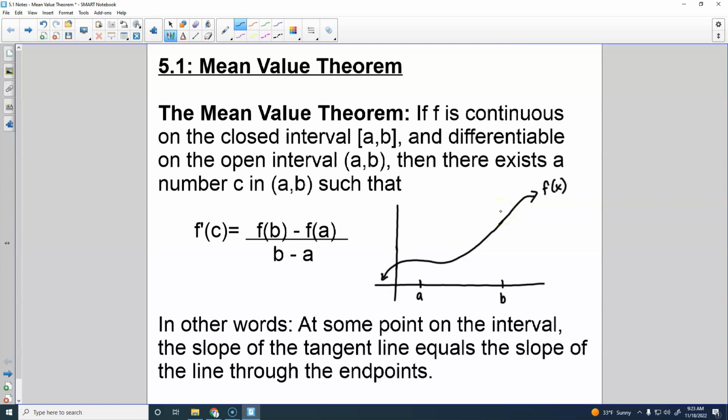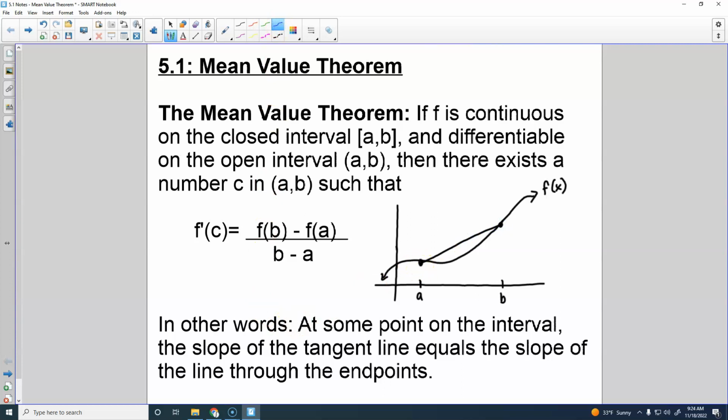All right, so there has to be a number c somewhere on a to b such that f prime of c equals f of b minus f of a over b minus a. What is this f of b minus f of a over b minus a? It's an average rate of change from a to b. It's our slope, right? So it's our slope between our endpoints.